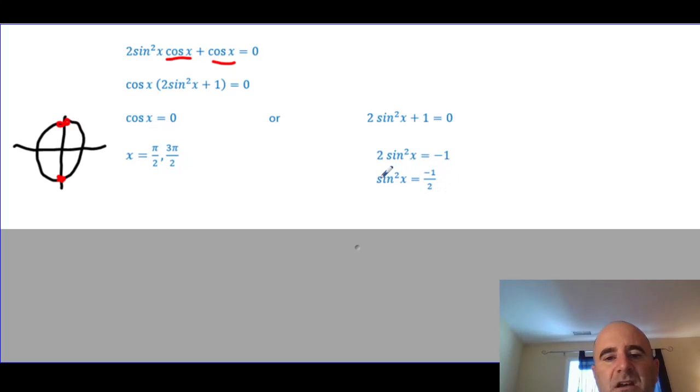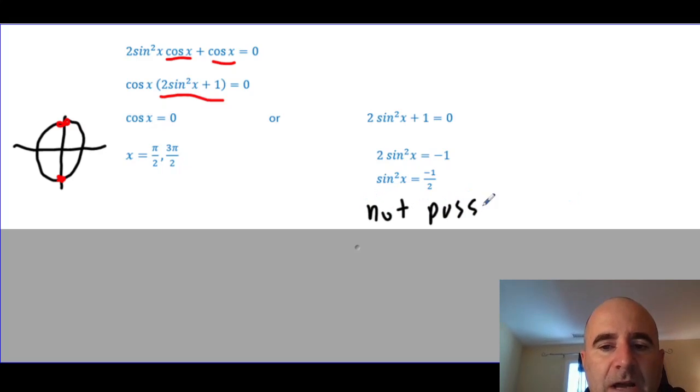Let's take a look at sine squared x equals negative a half. We started off with 2 sine squared x plus 1 equals 0, which means 2 sine squared x equals negative 1, and sine squared x equals negative a half. Well, there is no solution here. This is not possible.